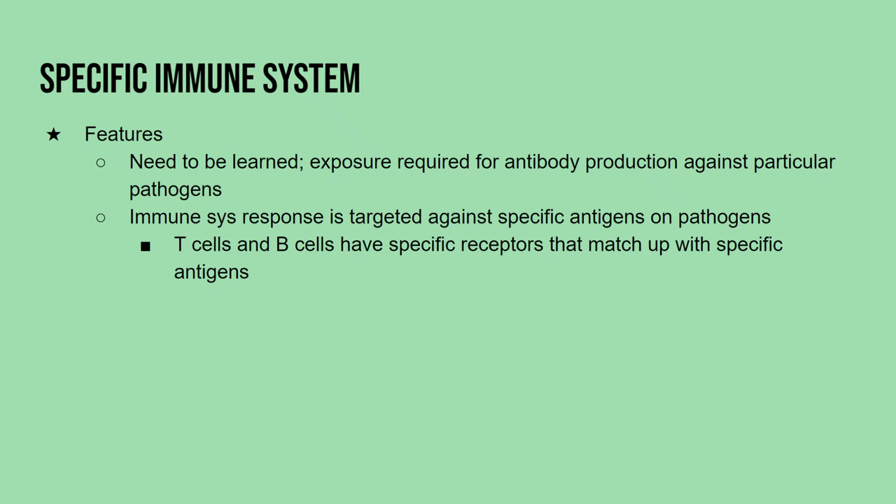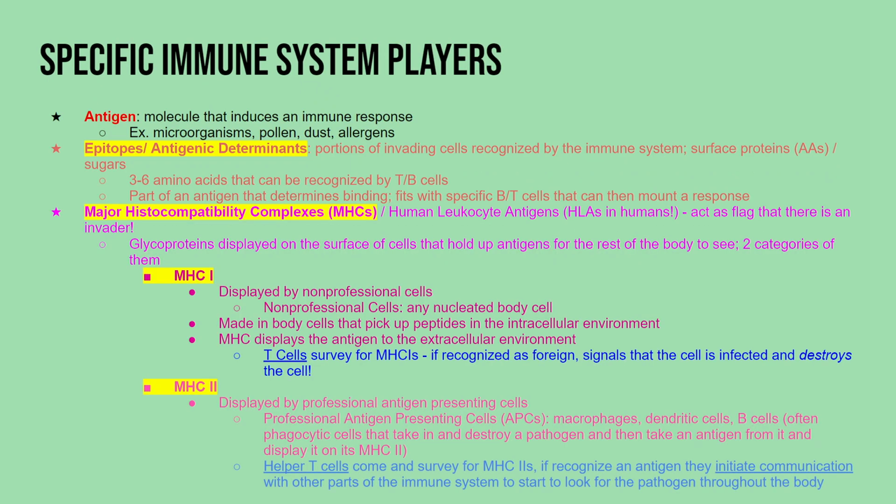So next we have specific immunity. So we're switching gears from non-specific to recognizing specific pathogens that enter the body. So just to remind you, this one needs to be learned so we can produce antibodies against a specific pathogen. And this involves T and B cells. So here is kind of what's involved.